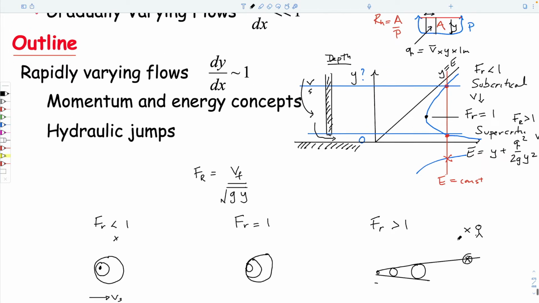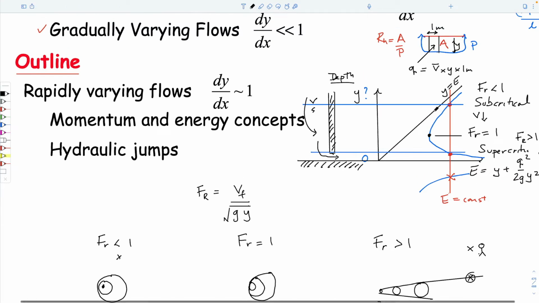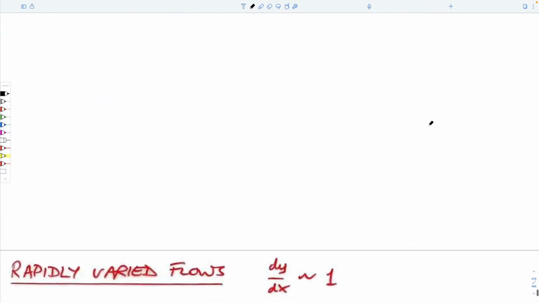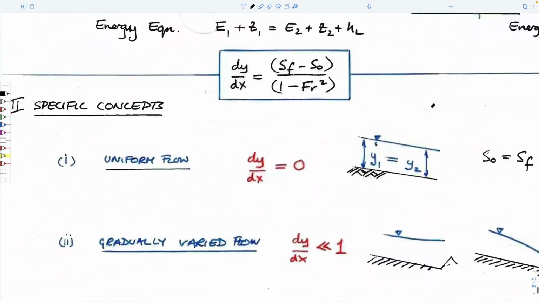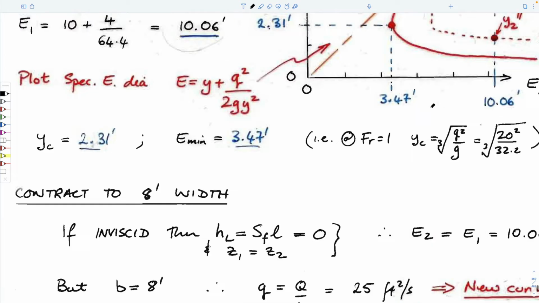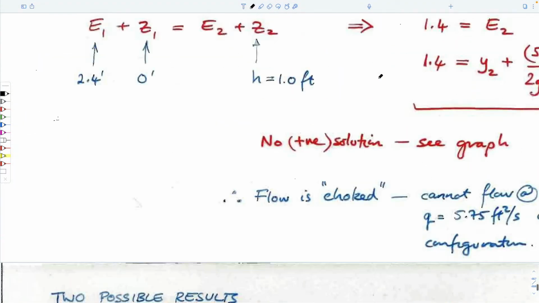So that's where we deal with gradually varying flows. And I'm not sure, we have some examples that we didn't do last time, but it's probably worthwhile doing them, but not doing them mathematically. So the wonderful thing about this way of looking at things is that you can do things graphically.